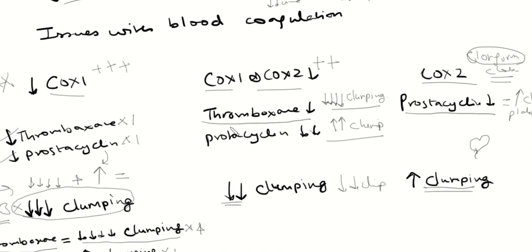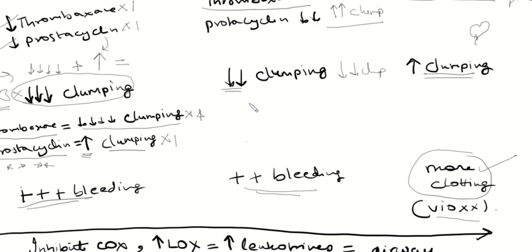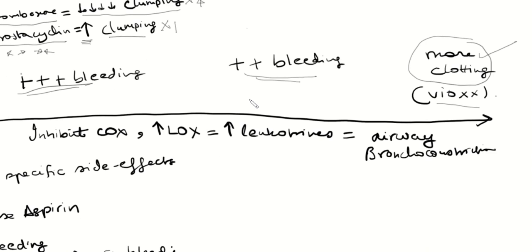We've talked about blood coagulation and how COX-1 inhibition predisposes the patient to more bleeding. A COX-2 selective inhibitor predisposes the patient to more clotting. A COX-1 and COX-2 non-selective inhibitor is somewhere in the middle in terms of clotting the blood. So that's something to remember in terms of bleeding.